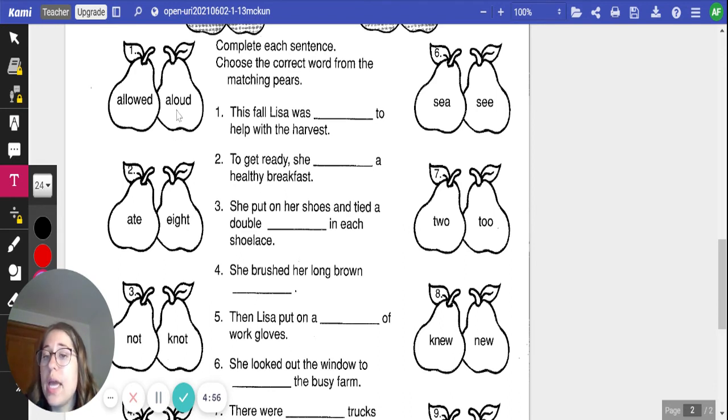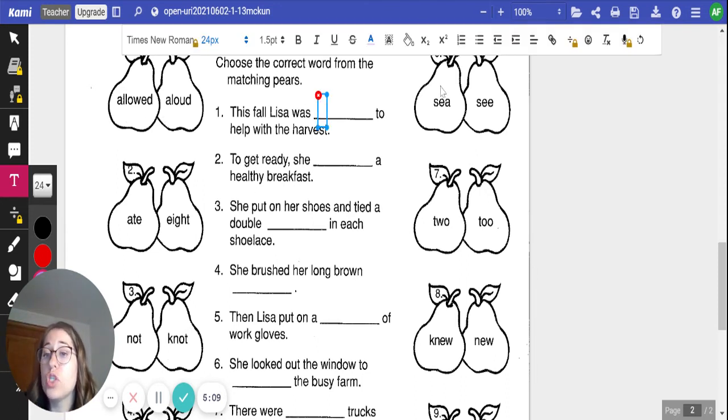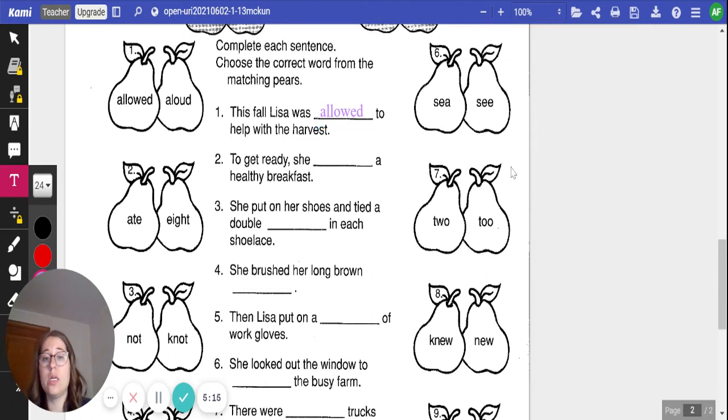I know the one on the right, A-L-O-U-D, means like you spoke aloud to someone. And the one on the left, allowed, means you are allowed or able to do something. So for number 1, it would be allowed. You are allowed to help with the harvest.